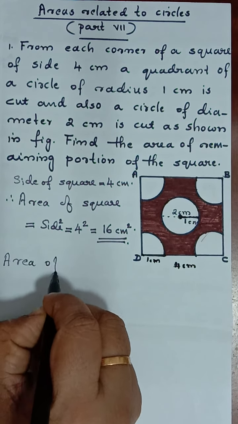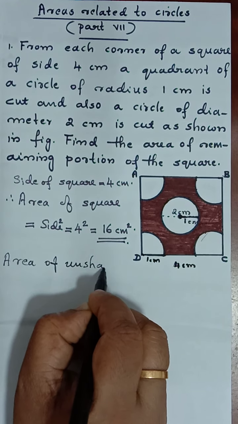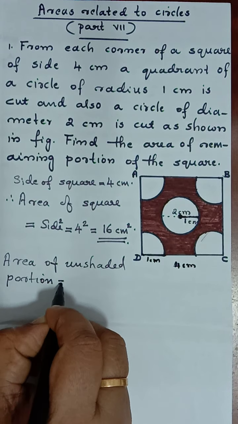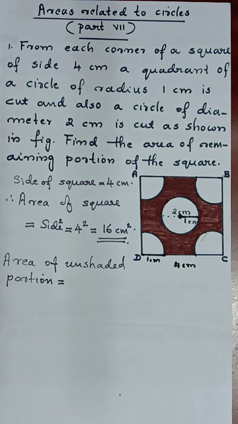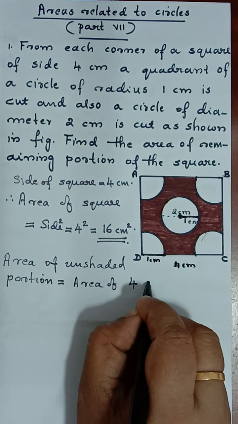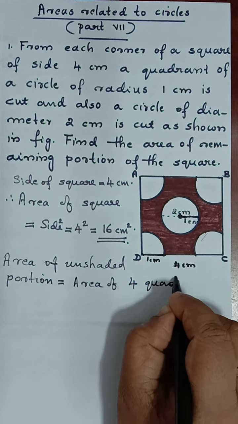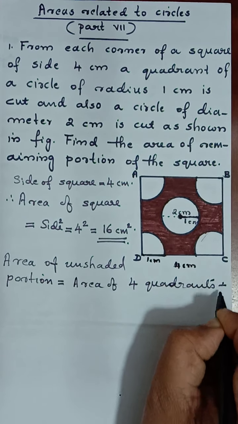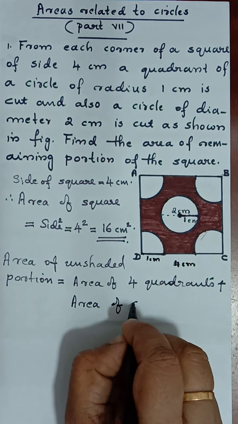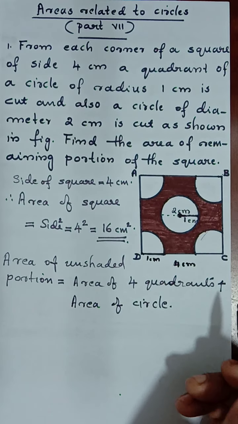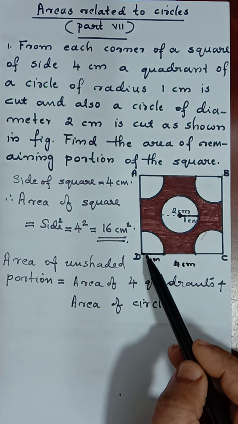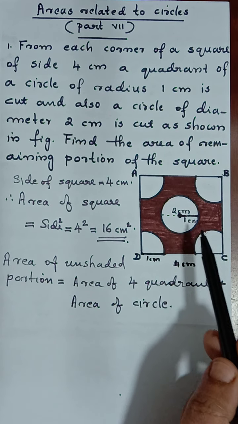That is the area of the unshaded portion. We can write: area of unshaded portion is equal to area of 4 quadrants plus area of the circle. So here in all the 4 cases, that is, the radius of all these 4 quadrants is the same, and also the radius of the circle is the same.